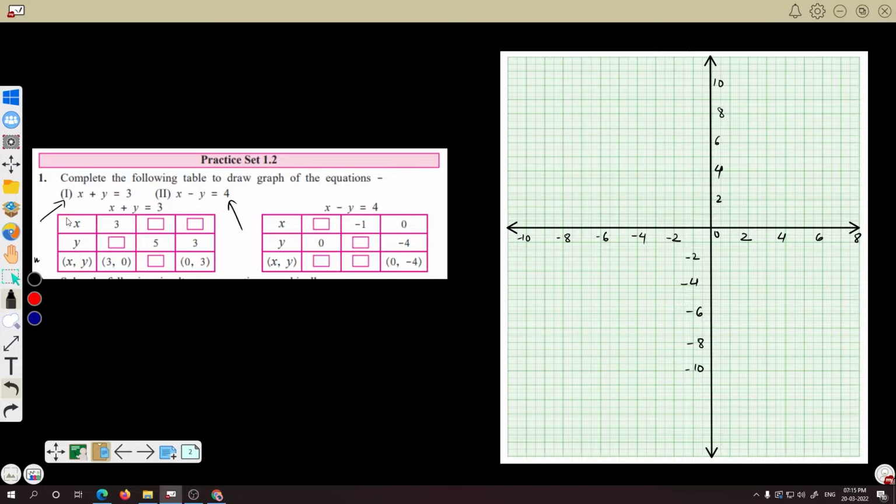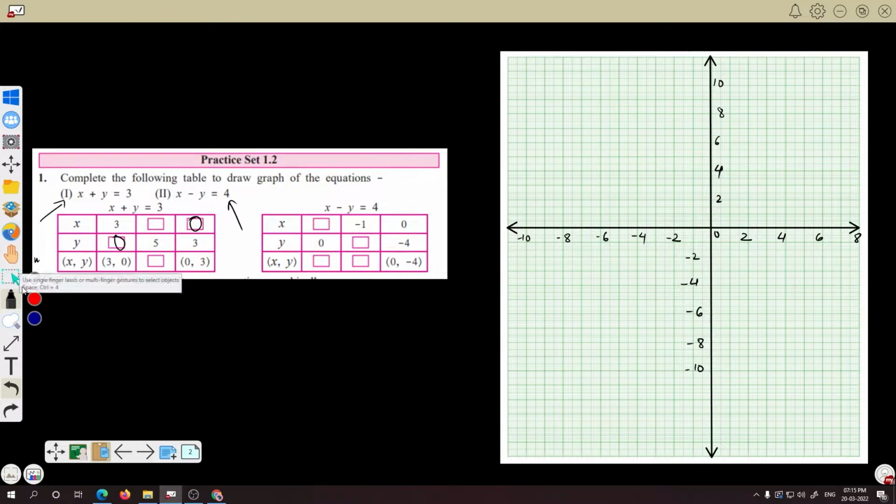First we'll look at the first equation. In the first column they have given x is equal to 3. So we need to find the value of y. But if you look at this, they have already given x comma y is equal to 3 comma 0. So I can directly say y is equal to 0 for this case. Now if you look at the third column, y is given to you as 3 and you need to find x. But here in the last row, x comma y is given as 0 comma 3. So the value of x is directly 0.